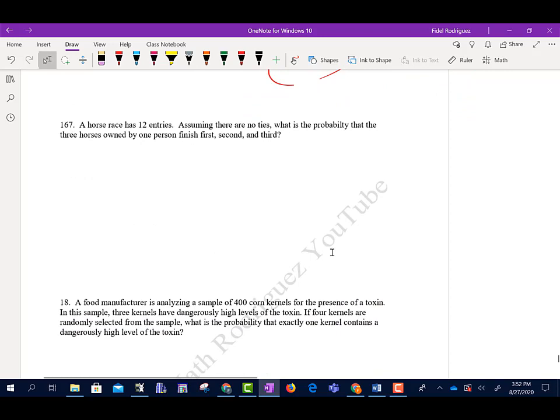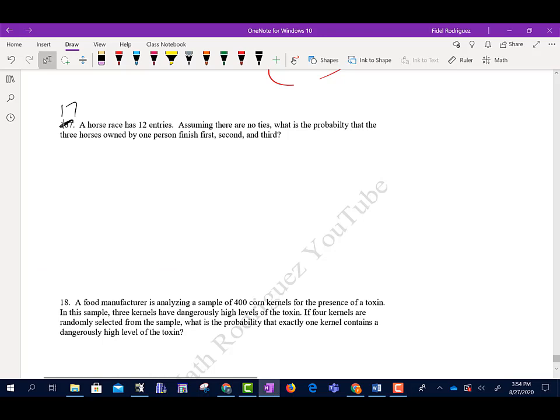All right. So this one here, guys, is not 167, it's number 17. A race has 12 entries, assuming there are no ties. What's the probability that 3 horses owned by one person finished first, second, and third? Okay, so let's go ahead and figure this one out.